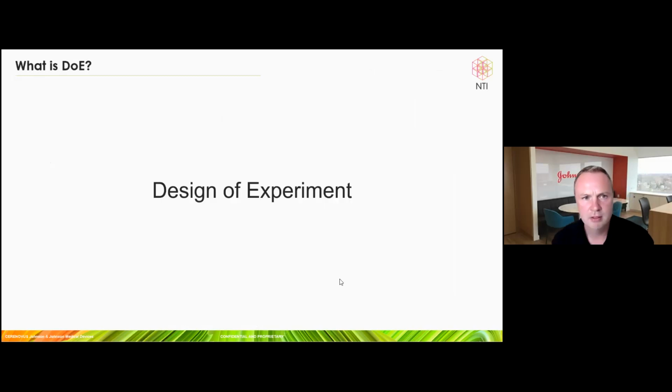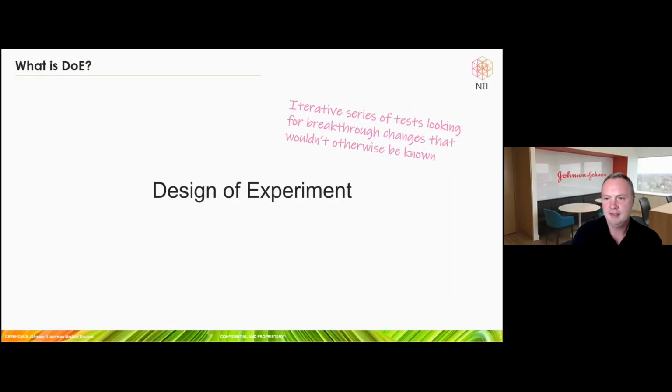Okay. So what is it? It's an iterative way of doing tests so that you can look for breakthrough changes. This isn't something like statistical process control. The aim of design of experiment is to look for the unexpected, or for things that will allow you to carry out a process or optimize the design in a way that you wouldn't otherwise have thought of. That's really the key here. It's about trying to find a different way of doing things, or an optimized way of doing things.